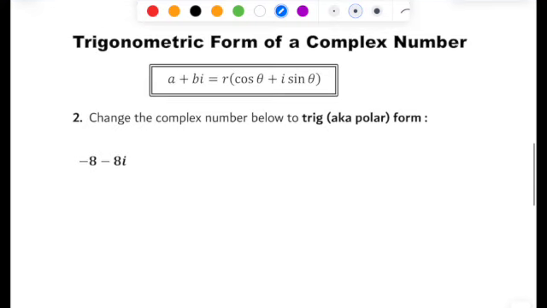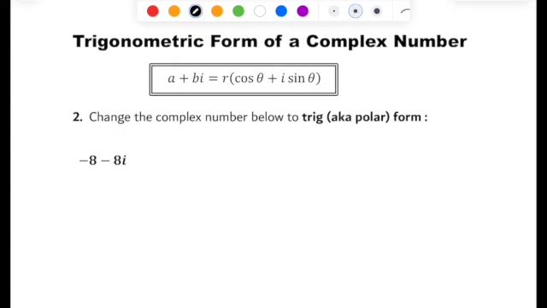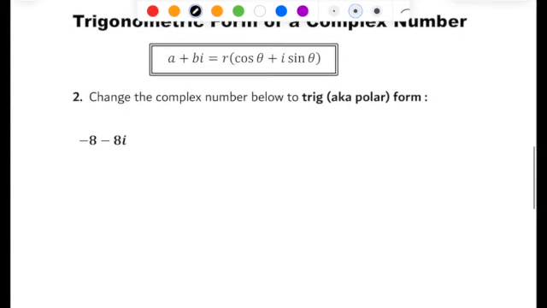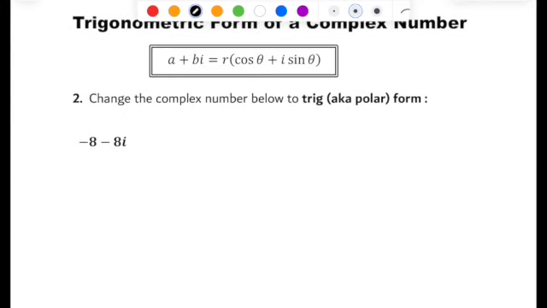We'll go a little bit quicker this time. So negative 8 minus 8i. I'm still going to do it from a geometry standpoint first. Negative 8 minus 8i. So that's to the left 8 and down 8 if I'm plotting that. Negative 8, negative 8.